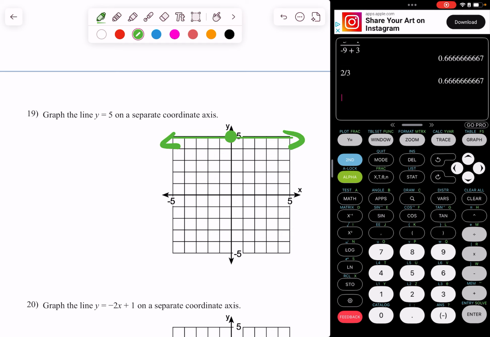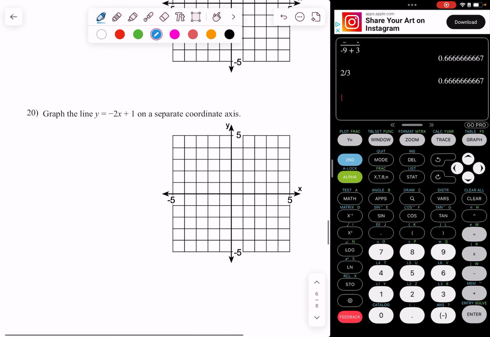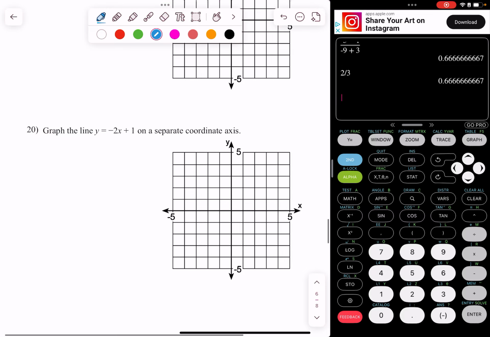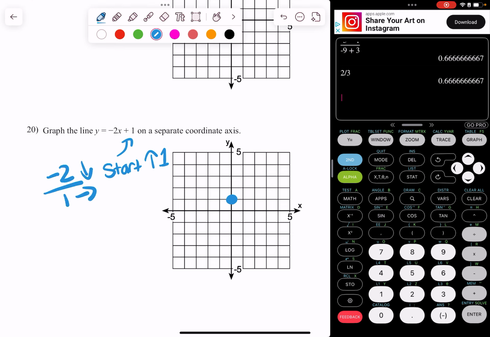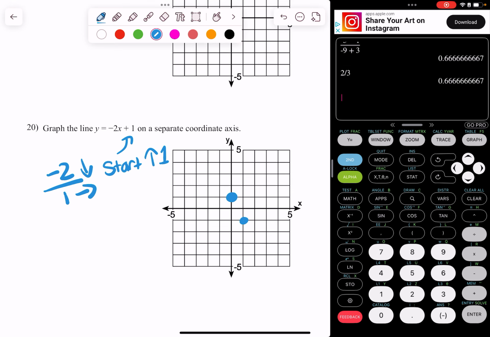I love 20 because when I look at question 20, there's no rearranging necessary because this is already in y equals mx plus b form. I start at the number that doesn't have an x, which is 1, meaning I will go up 1. Then my next point is -2. My slope is -2 over 1, meaning we go down 2 to the right 1. Down 2 to the right 1. When we run out of space, we will go up 2 to the left 1. We will connect these points and put some arrows.